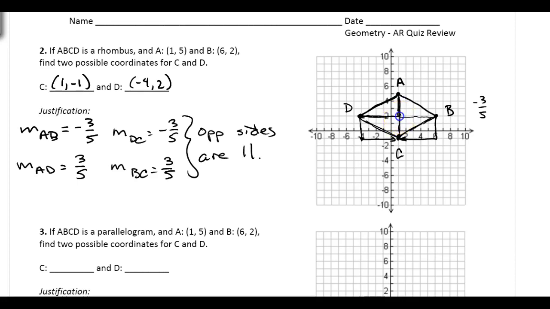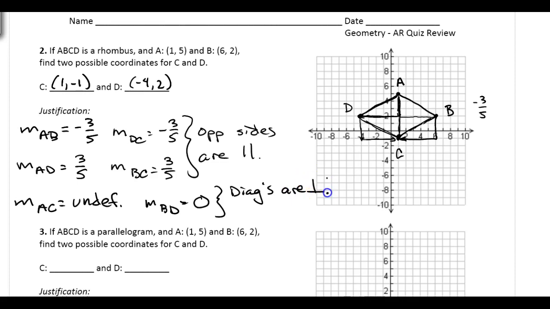Now to show that it's a rhombus, we just need to show that the slopes of the diagonals are opposite reciprocals. So the slope of AC is vertical. You can't walk up a vertical line, so that slope is undefined. And the slope of BD, if I walk along BD, I'm not going up or down, so that slope is 0. And we know that undefined and 0 are opposite reciprocals. So I know that the diagonals are perpendicular. Therefore, since the opposite sides are parallel and the diagonals are perpendicular, the figure is a rhombus.